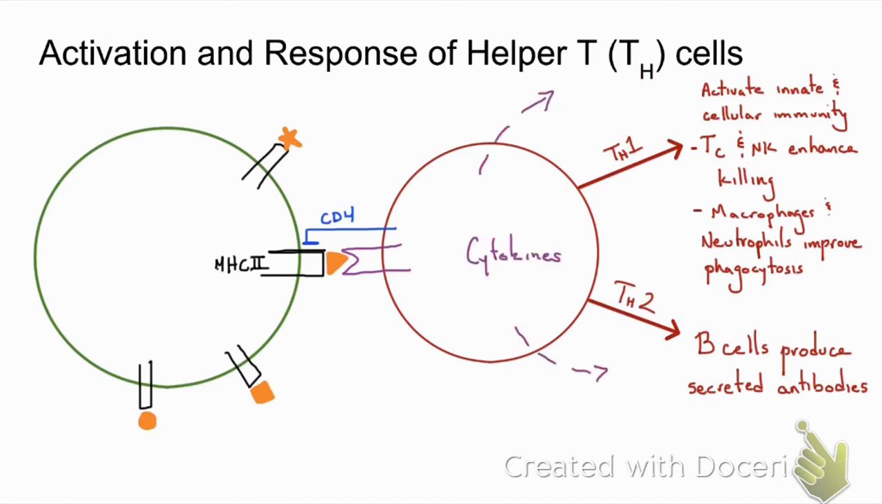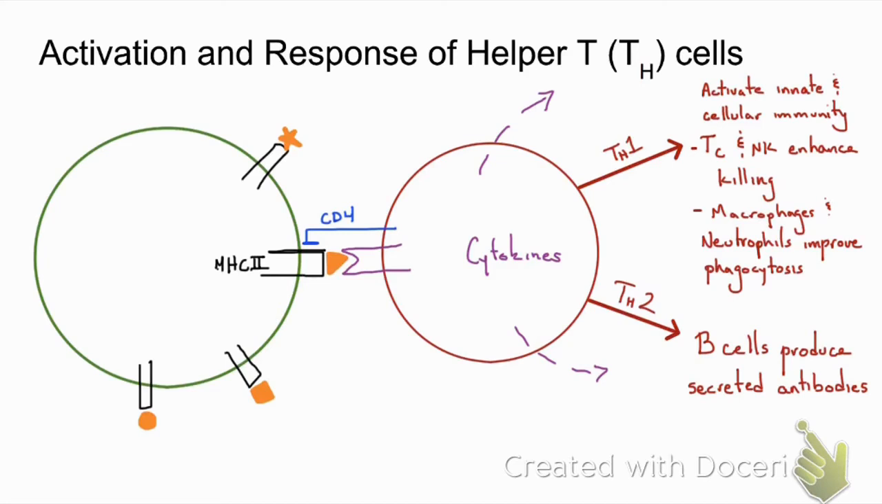And all of this is really a result of the cytokines that are secreted by these T helper cells. So T helper cells, regardless of whether it's Th1 or Th2, are really orchestrating the innate and the adaptive immune response by regulating the cytokines that are being secreted from it.